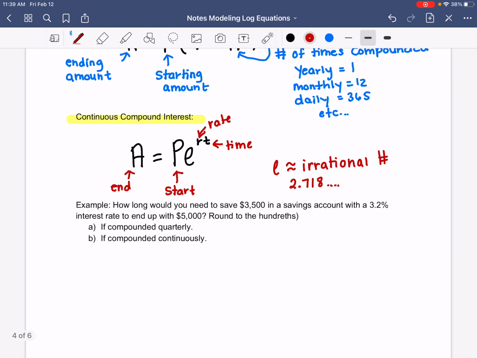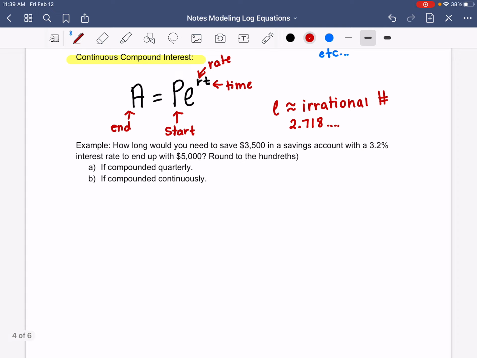Okay. All right, so we're going to go ahead and do one example, but it has 2 parts. Okay, so write down your example. It says, how long would you need to save $3,500 in a savings account with a 3.2% interest rate to end up with $5,000, round to the hundreds? A, if compounded quarterly, B, if compounded continuously. So for part A, we're going to use this one, A equals P parentheses 1 plus r over n to the power of nt. And for B, we're going to use this one, A equals P e to the power of rt.